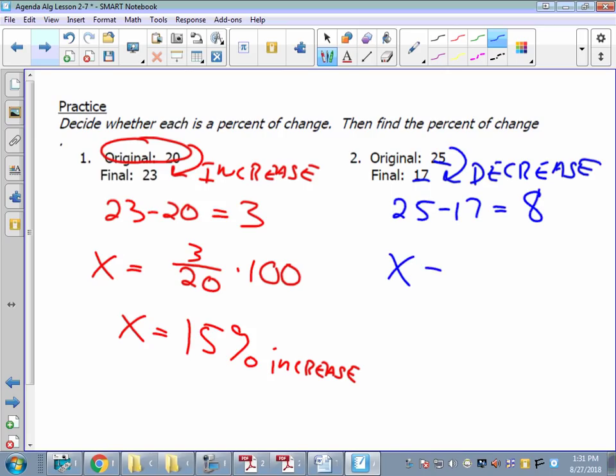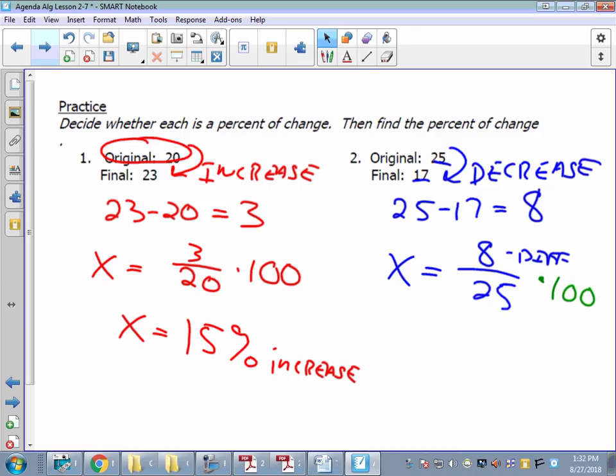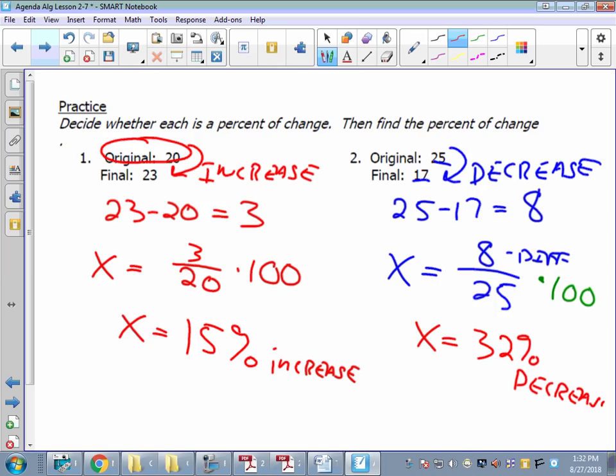So now, to set up our equation, our x is our missing amount. What is that percent of change? It's going to be the new amount, 8, over the original amount. Or excuse me, it's going to be the difference here, not the new amount, the difference over the original amount here of 25. And we're going to take that and multiply that, remember, by 100. So 8 divided by 25, I believe, comes out to 0.32, and you multiply that, and it's a 32% increase, or excuse me, decrease, my bad, when we multiply by 100. Okay, simple as that for that.